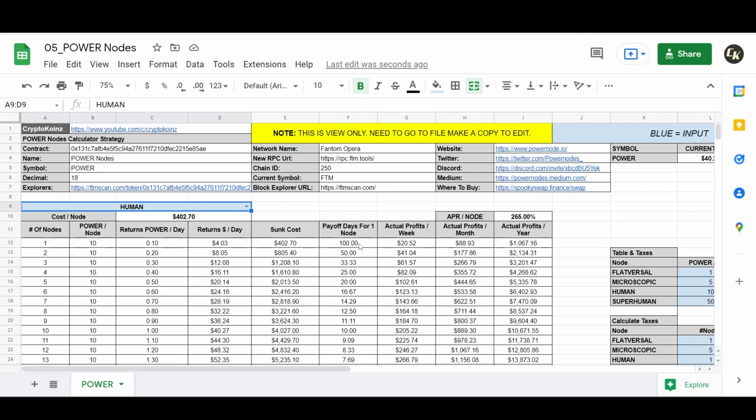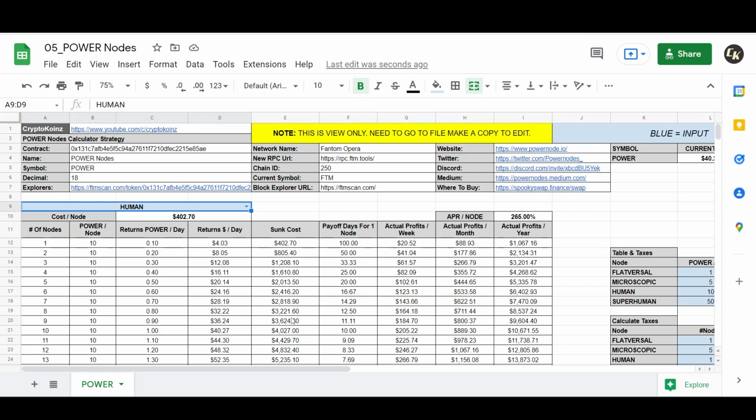It gives you the payoff days for one node. In order for you to be able to buy another node, the actual profits is $20.52 per week, $88.93 per month, and $1,067 per year actual profits, 265% return. That means if you were to buy a human node right now, one for $402, it's going to take a year in order for you to make a $1,067 profit.